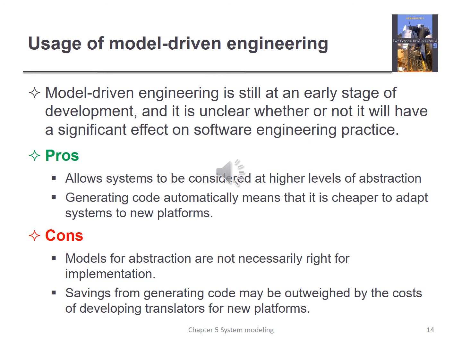And the saving from generating code may be outweighed by the cost of developing. They're saying that we are going to save code because we have code generated automatically. That's what the pro side said. But the other side is saying generating code automatically really needs an interpreter. It needs something like a compiler. You need to take this model, and I think it will take a long time to develop them. So the saving from generating code may be outweighed by the cost of developing a translator for a new platform.